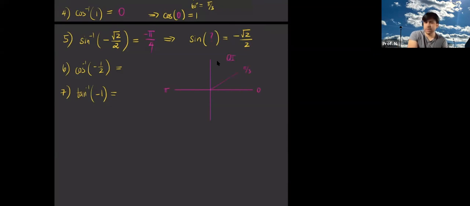Everything is positive. The x values are positive. But in quadrant 2, my x values are negative, which means cosine is negative. So cosine inverse of negative 1/2 has to be what? 2 pi over 3, or 120 degrees. That's why, Felipe, you get 120. Do you see that? So cosine inverse of negative a half is the angle in the second quadrant whose reference angle is pi over 3, because that's associated with positive a half. But I have negative a half, so this should be 2 pi over 3.